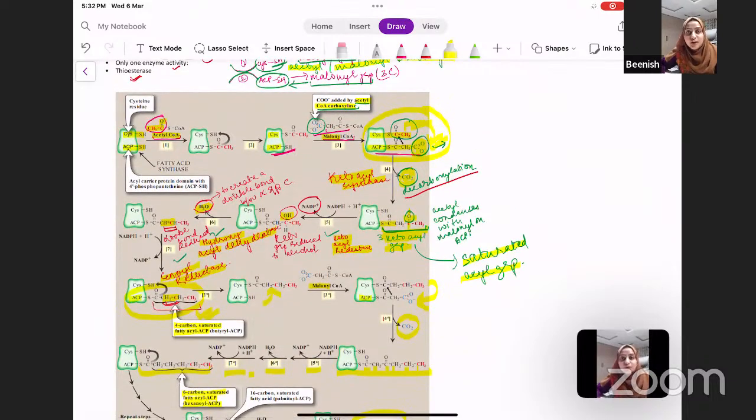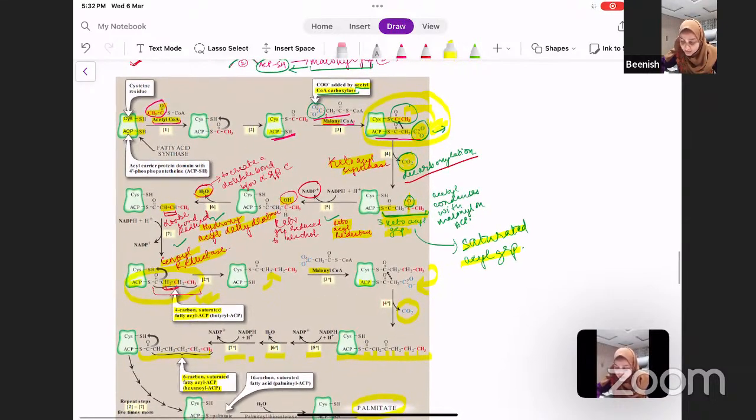So that was about fatty acid synthesis. I hope it's clear. I've repeated it many times so that it's clear. It's a little bit complicated, but I hope you have understood how it is happening.